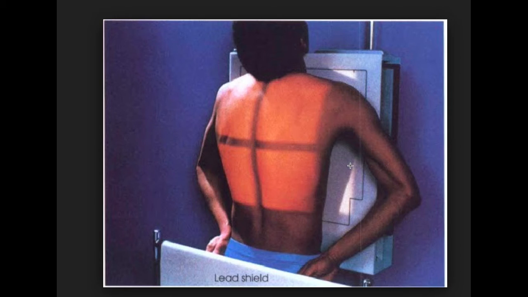PA view indicates the posterior anterior view, and that means the ray enters the posterior aspect of the body, that's the back, and exits the anterior of the body, and that's the front. The X-ray tube is here, it's just not visible to us right now, and the rays come from the back and exit the front. This is the PA view.